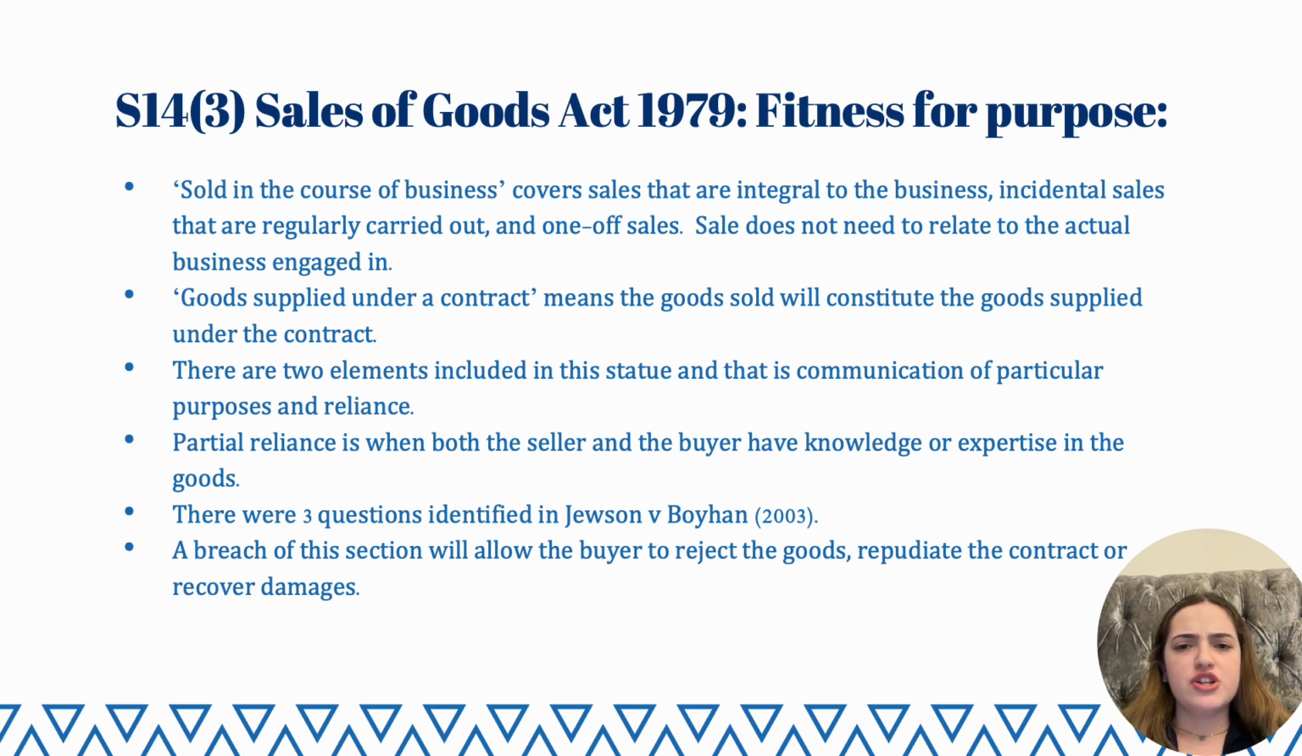There are three questions identified in Jewson versus Boyhan to help courts here. Firstly, whether the buyer had made known to the seller the purpose for which the goods were bought. Secondly, if they were reasonably fit for purpose. And thirdly, if they were not, whether the seller had shown that the buyer did not rely on their skill and judgment, or that it would be unreasonable to do so. And the remedy for a breach of this section is the same as Sections 13 and 14.